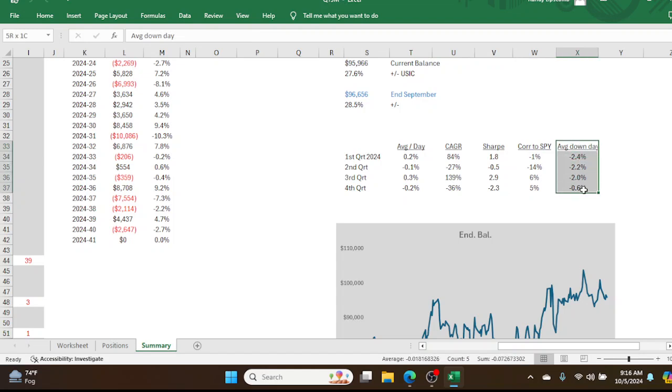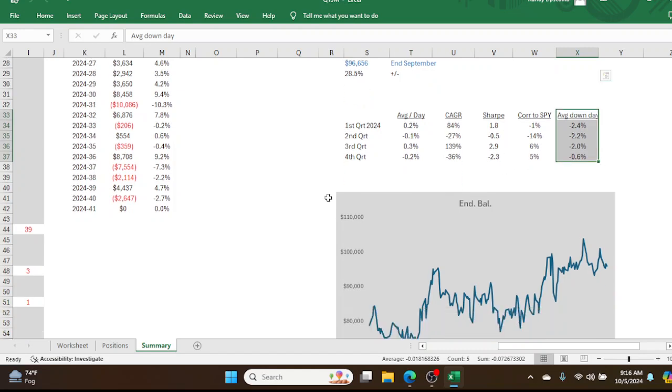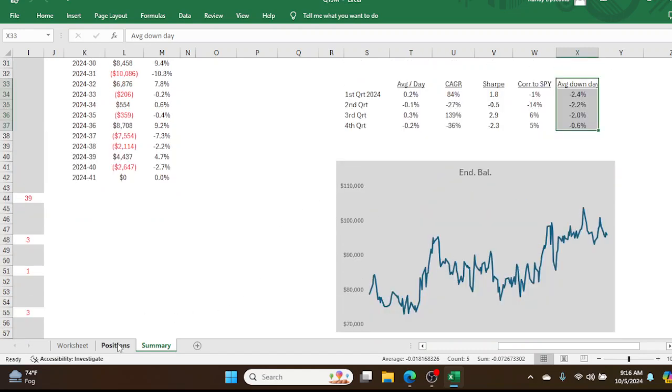This is really important to us, the average down day. As you can see, it's been decreasing all year. That's important. We're believers that money is not made on your up days. It's made on decreasing your down days. That's the ultimate goal of the system, and the money will take care of itself. So that's just a highlight of results.